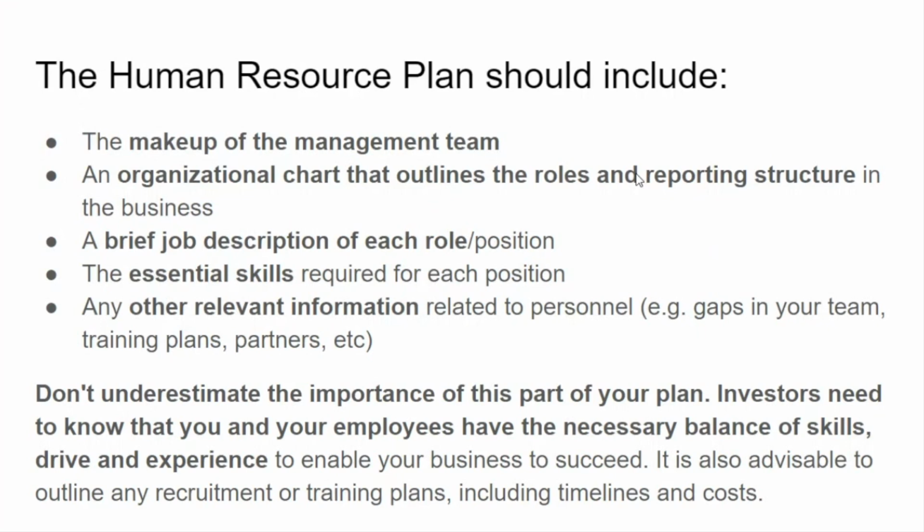And other relevant information with regards to personnel, such as if there are any gaps in the team. If, for example, you have some electrician experts, but you need some machinists as well, you need to say, okay, we need to find some machinists. This is the type of machinist we need. This is why. Training plans, partners. Usually partners are useful here if you can work with another organization to do the training, for example.